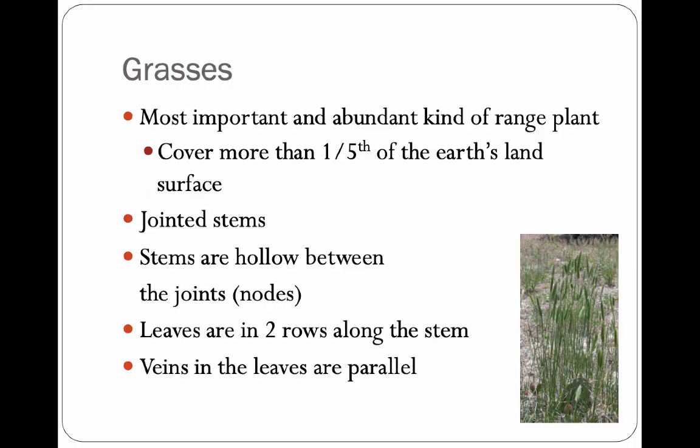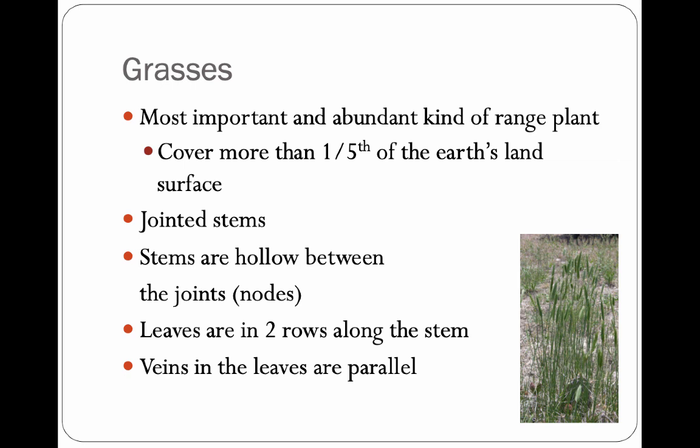So, grasses are absolutely one of the most important range plants that occur in the terrain, and they actually cover a really large percentage of the Earth's land surface. So, no matter what part of the world you're in, you can usually find some grasses associated with that rangeland type.